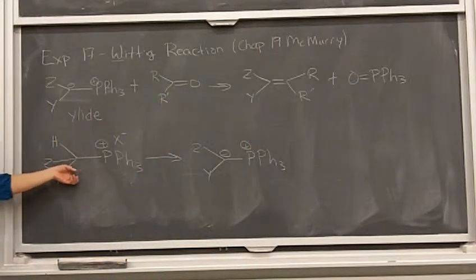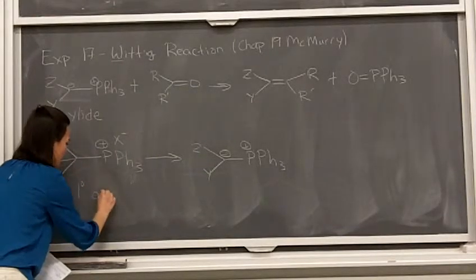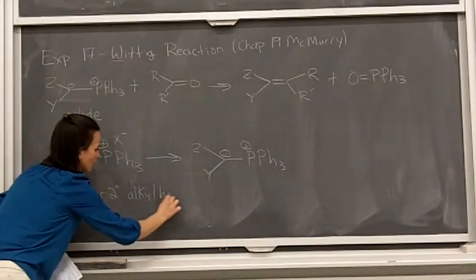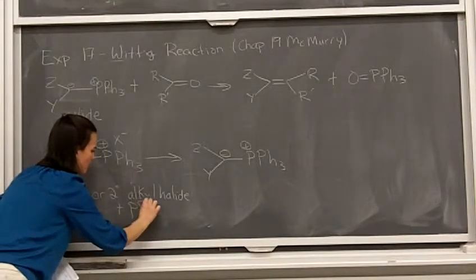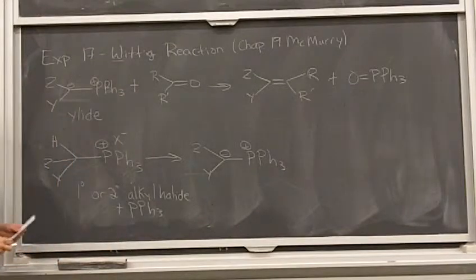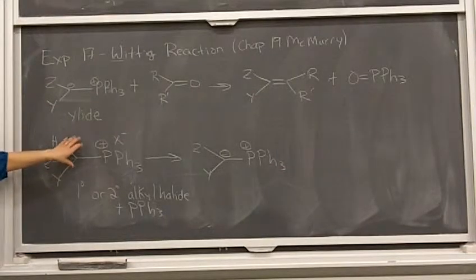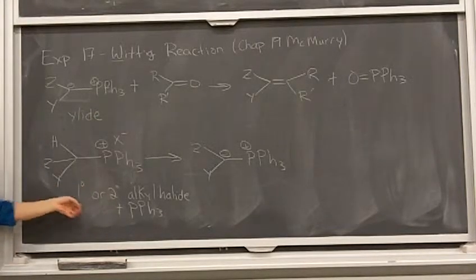Now, what's really nice about this reaction too is making this salt is really versatile. So you can start with primary or sometimes secondary alkyl halides, and you react it with triphenylphosphine, and then use a base, and you can make this salt. So you can make the salt of whatever you want to react with your aldehyde or ketone, as long as it's primary, or some of the secondaries work pretty well.